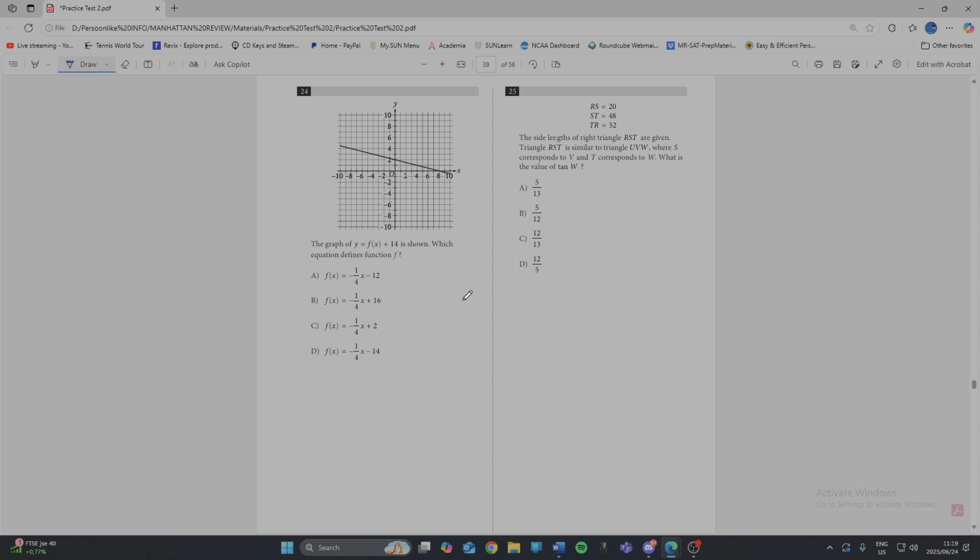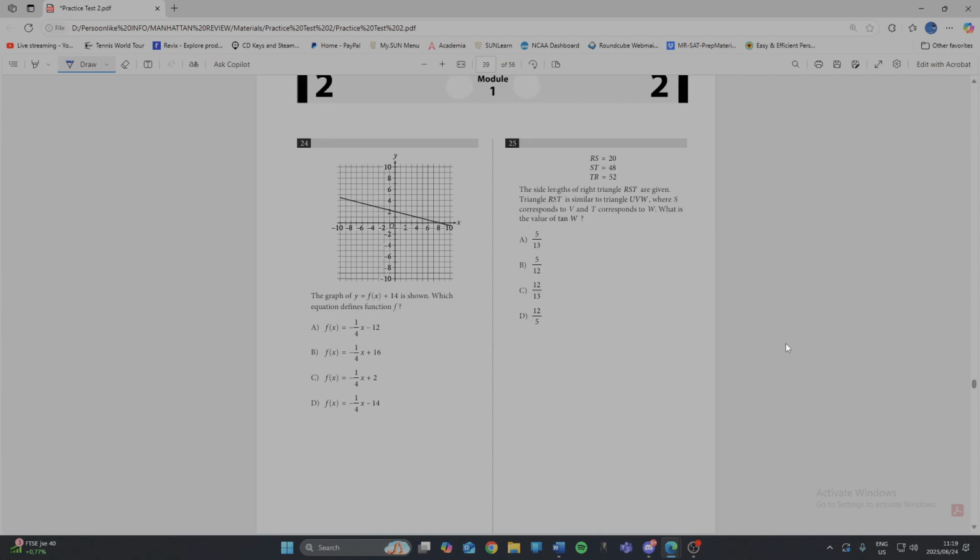Okay, we are on the second last page. From here on out, the questions do sometimes get quite tough, but I will try and approach them as slowly as possible. So let's see. The graph of y equals f(x) plus 14 is shown. Which equation defines function f? As you can see, this line is going down. That means that the slope is negative. In each case, they actually do show the slope as negative. So that is fine.